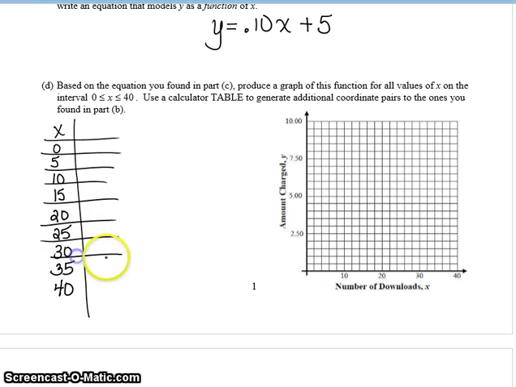And we had a little bit of a pattern up top that you noticed. So when we were at 0, we were at 5. At 5, we were at 5.5. So then you're going to see this whole little pattern here.